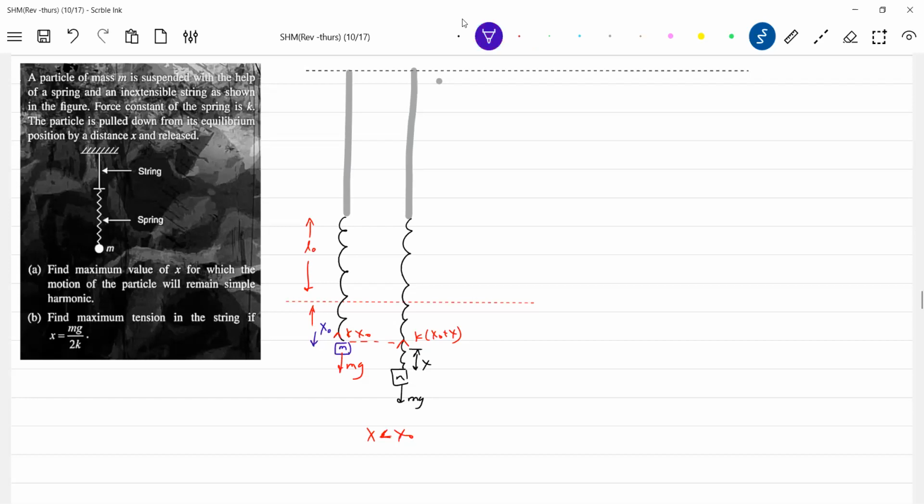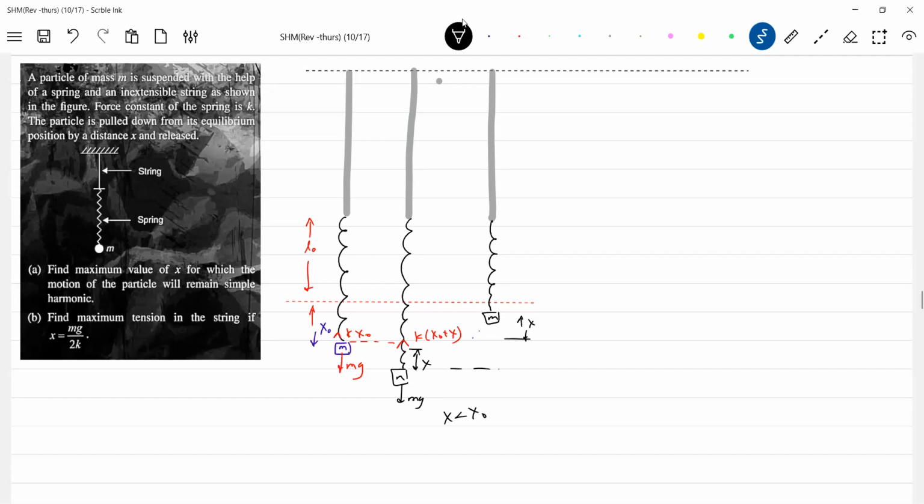In this case, the block will go here. What is the state of the spring? The spring will still remain stretched only, and it's going to execute SHM.